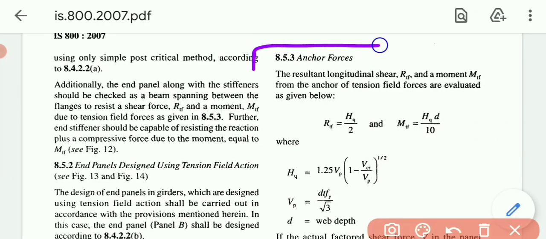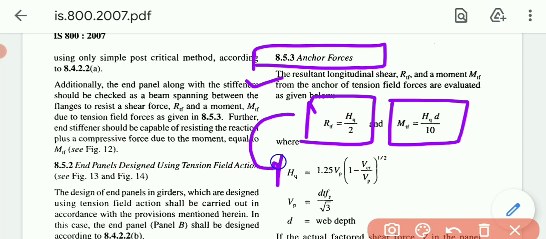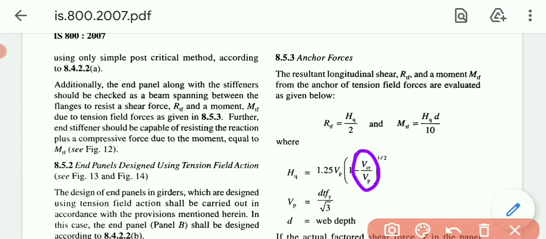Now over here you can see the clause 8.5.3 anchor forces, the resultant longitudinal shear, that is RTF, and a moment, that is MTF, from the anchor of the tension field forces are evaluated as given below, and they have given us two formulas: RTF equals HQ by 2 and MTF equals HQ into D by 10. So unknown parameters are HQ. For that, HQ equals 1.25 times Vp in the bracket 1 minus VCR upon Vp whole raised to 1 by 2. Now in this one, unknown parameters are Vp and VCR. We have already calculated VCR in the previous step, in step number 7.